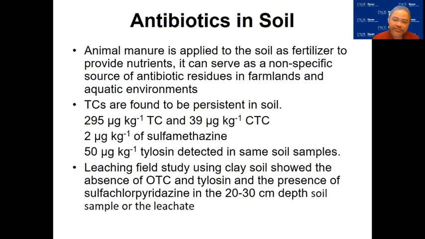Now, looking at antibiotics in soil, animal manure is the main source of the antibiotics. Why? Because it is applied as fertilizer in the soil. So it can serve as a non-specific source of antibiotic residues in farmlands and aquatic environments. That's why I told you, those are fans of this organic stuff.